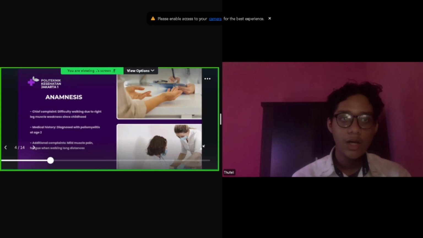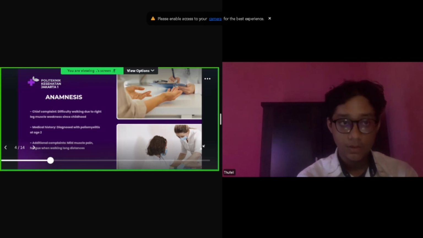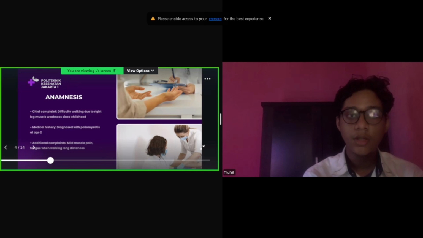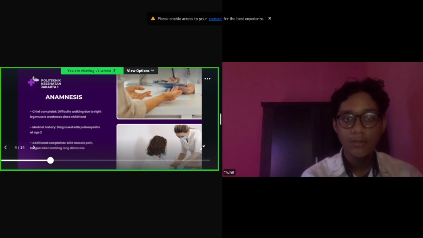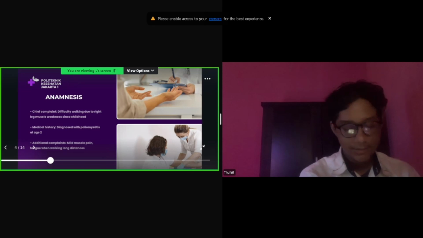And for the analysis that we got, the chief complaint is difficulty walking due to right leg muscle weakness since childhood. For the medical history, he was diagnosed with poliomyelitis since age 2. And for the additional complaint, he had mild muscle pain and fatigue when walking long distance.